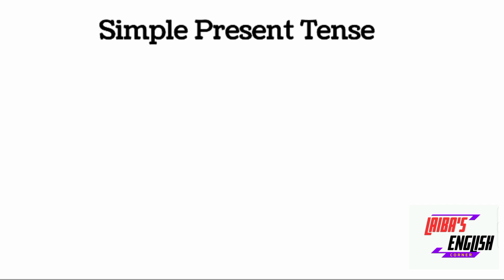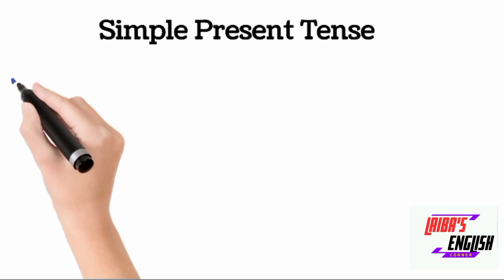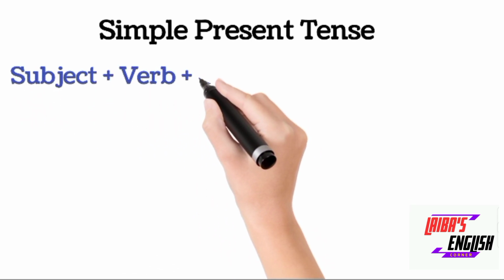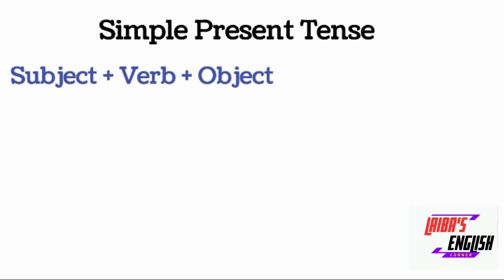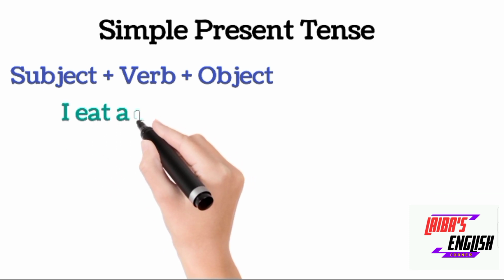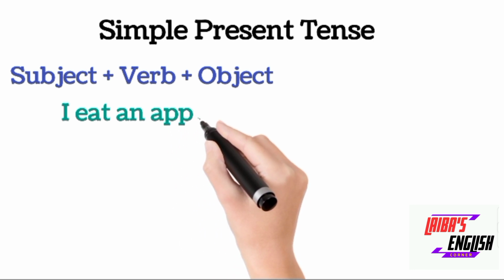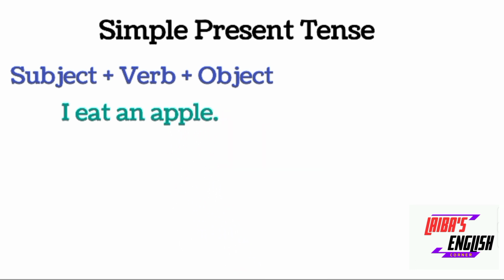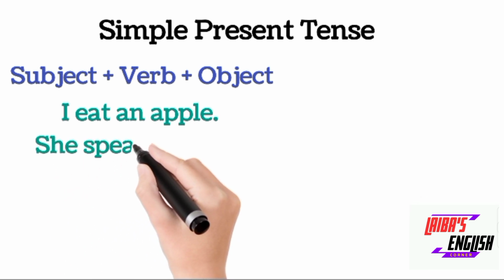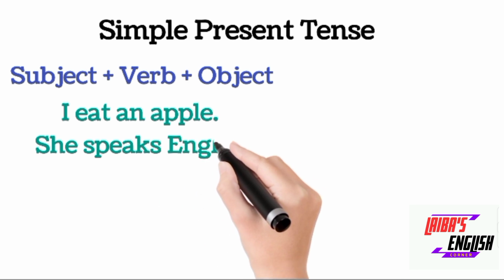So let's start with the simple present tense. Before moving to any tense, it's important to see the structure of that particular tense. In simple present, we use three things to make an affirmative sentence: a subject, the first form of the verb, and an object. For example, I eat an apple. I is the subject, eat is the first form of the verb, and apple here is working as an object.